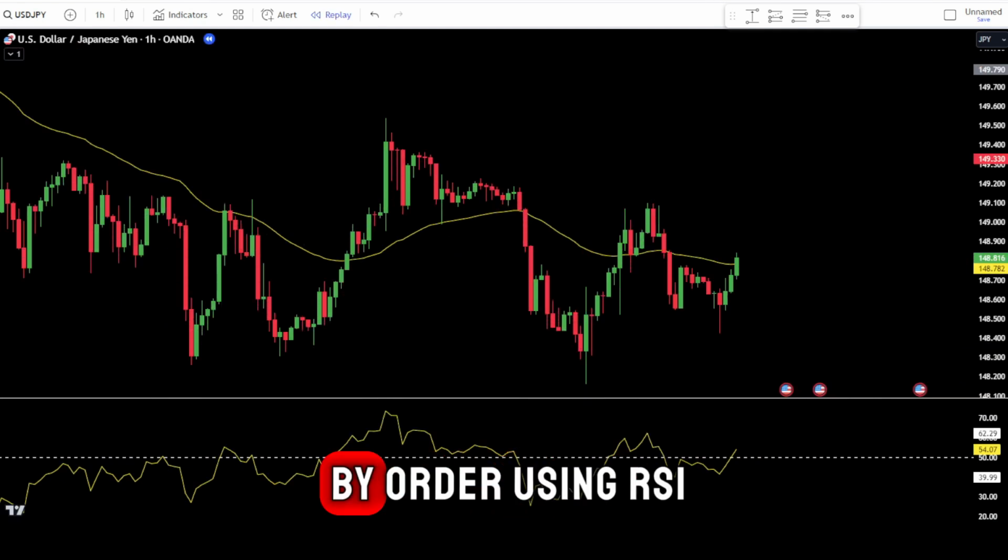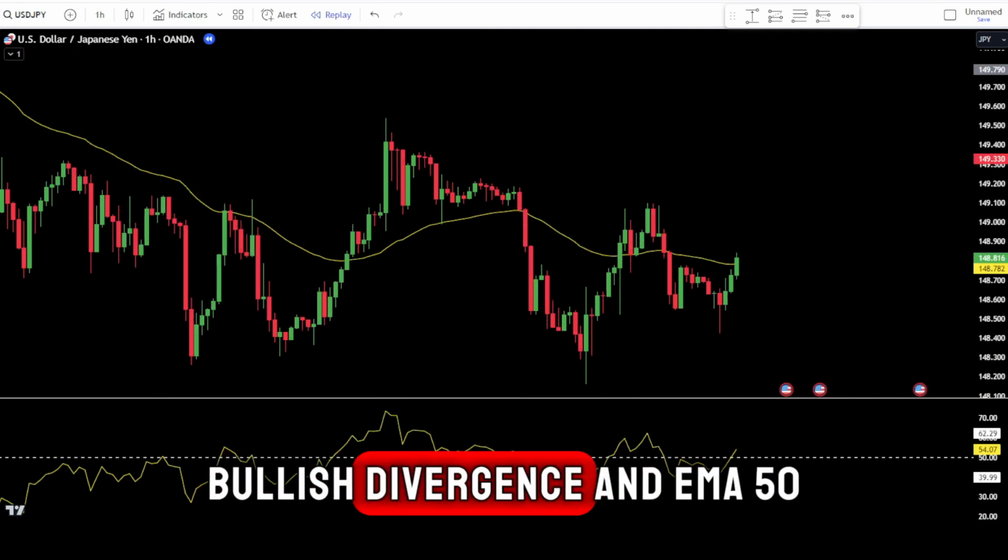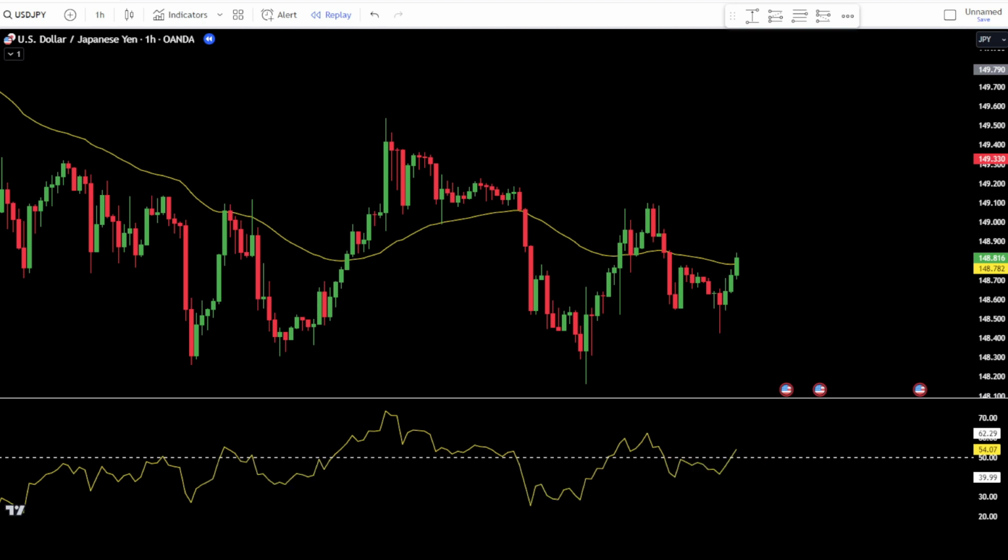How to place a buy order using RSI bullish divergence and EMA 50. 1. If there is a strong bearish trend with the formation of new low and lower low, pay attention to the RSI indicator. If, at the same time, the indicator moves in the opposite direction to the price movement, meaning it forms a new higher low, it is a sign of bullish divergence.